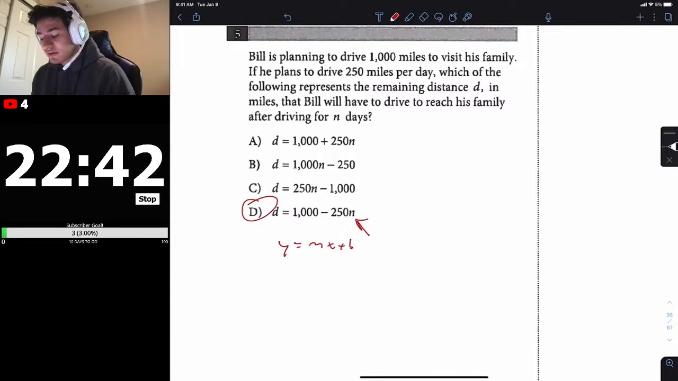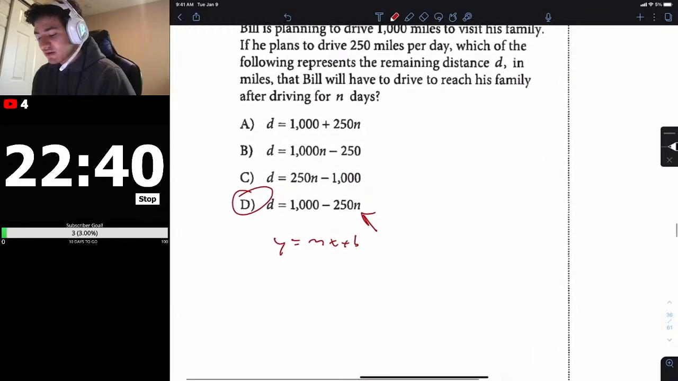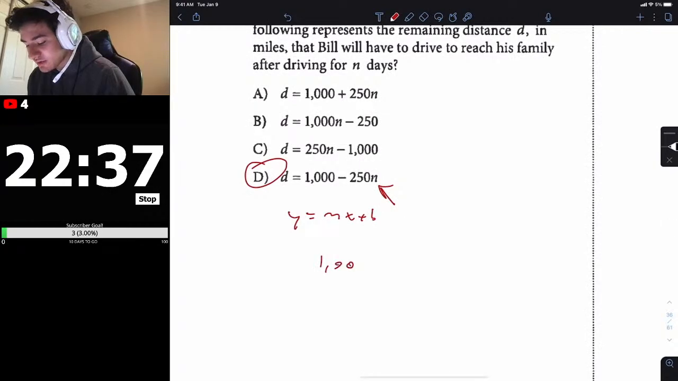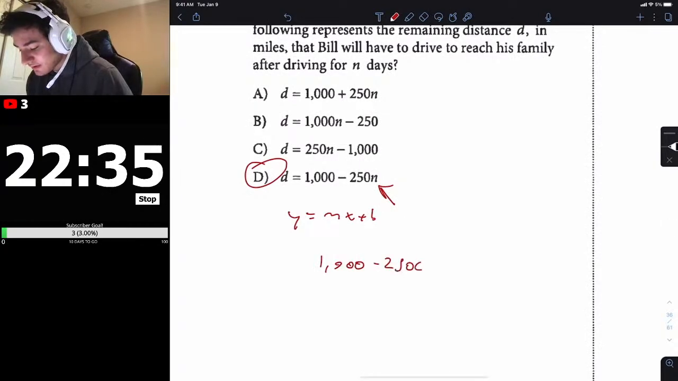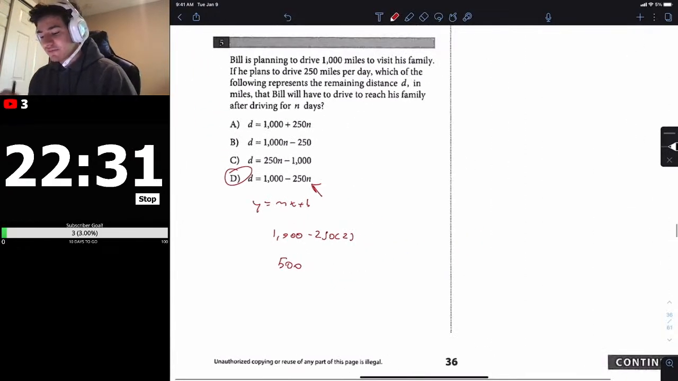The remaining miles that he has to drive, right? So let's say he drives for 2 days. We get 1,000 minus 250 times 2, which is just 500. So he's going to have to drive 500 more miles.